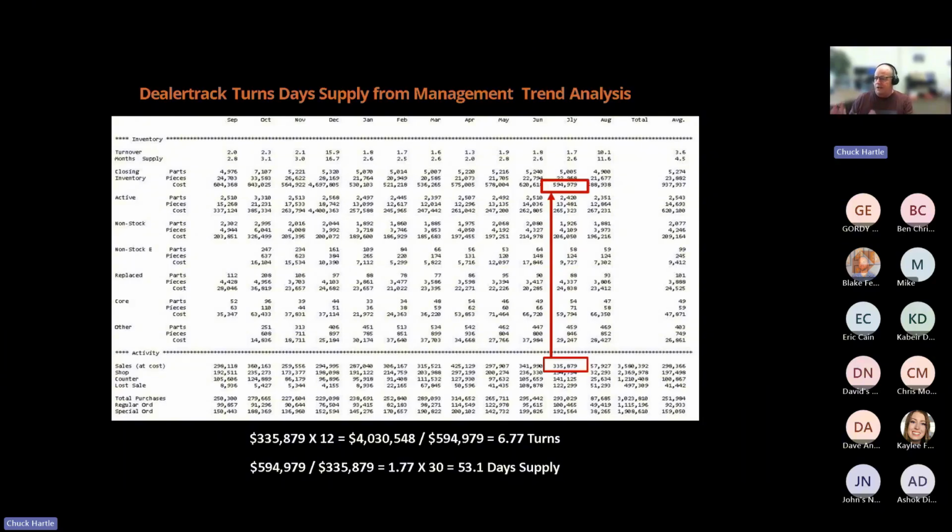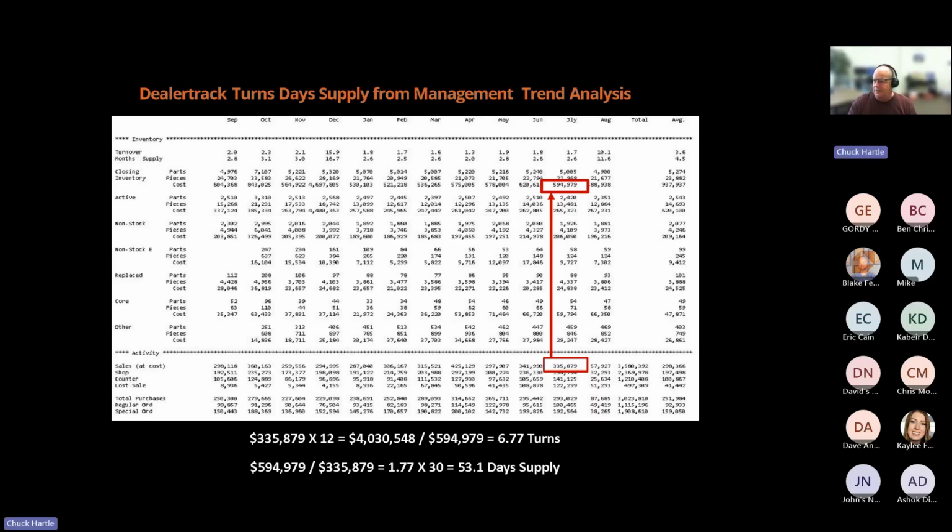If you look at the very top here, I've got July isolated, and August is a running month to date. That really skews your averages off to the right, because you're in the middle of August right now and it throws that off. But you can take that 335,000 cost times 12 and divide it back into the 594. As you can see, I come up with 6.77 turns. I'm not a math genius, but it's pretty easy to calculate this. Where they come up with 1.7 turns up top, if you're not scratching your head, I certainly did.